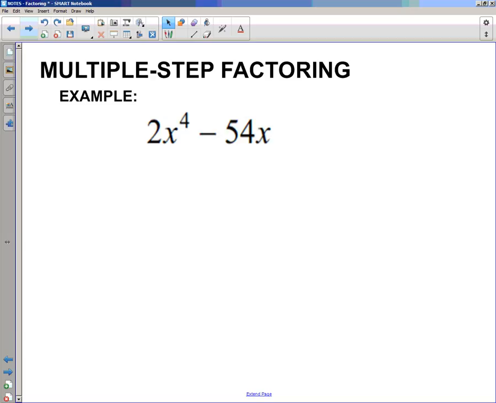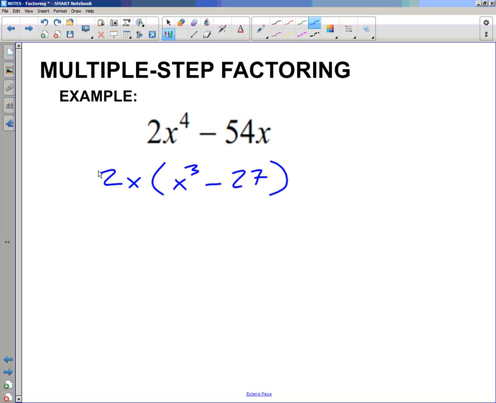We should always check for a GCF first, and as I look at that, I do see x's in both terms. Also, I'm seeing a couple of even numbers. So let's go ahead and factor 2 out. And let's factor an x out because they both contain 2's and x's. So if I factor a 2 and an x out of 2x to the fourth, that'll just leave me with x to the third left over. Dividing that 2 out of the 54 is going to give me 27. And when I factor that x out, it'll just be the 27.